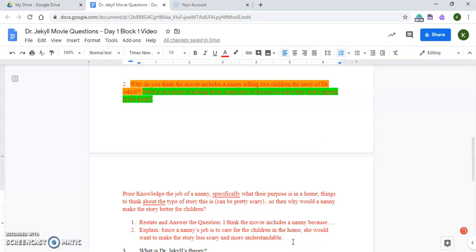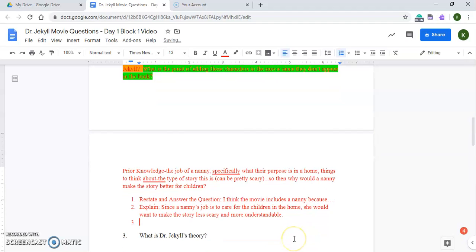The next is going to be to answer that second question. Well, what is the point of adding these characters? So again, I'm going to restate and answer the question. Oh boy.